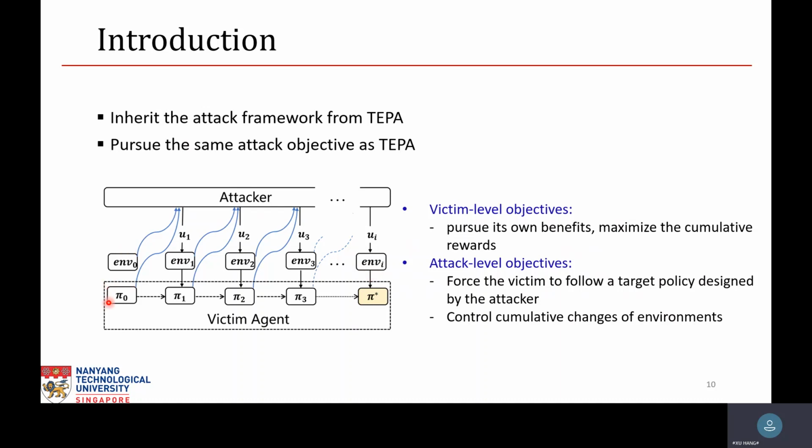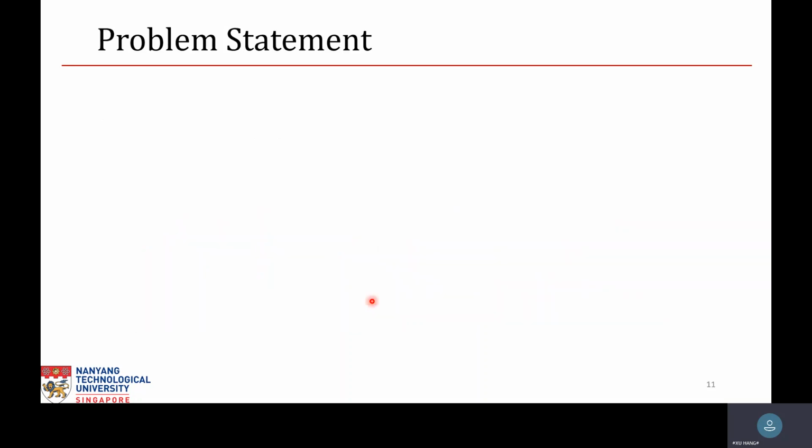And from this figure, we describe the workflow of the attack. During the victim's learning process, the attacker will observe the victim's policy and the environment transition probabilities. And then based on this conditioning information, it chooses a responsive attack action in order to drive the agent to learn in a specific direction until the victim learns the target policy.